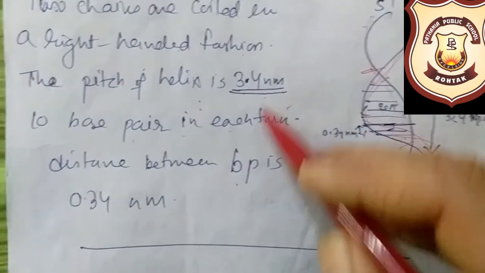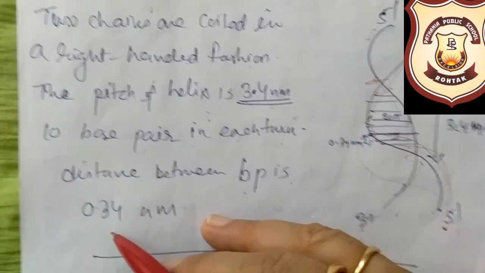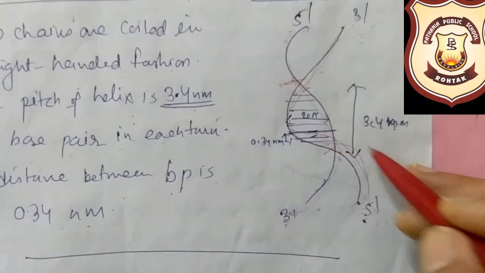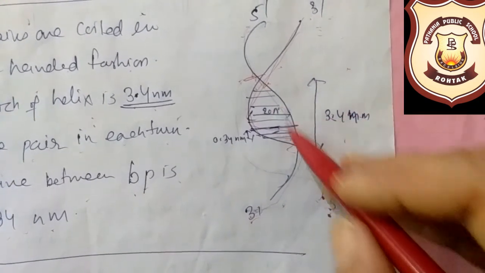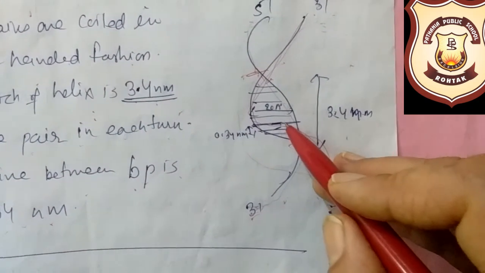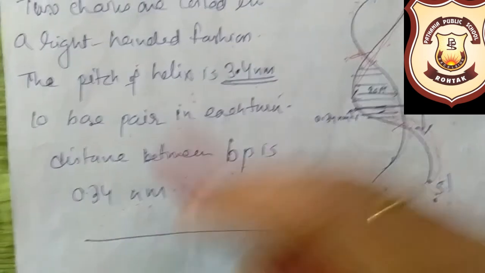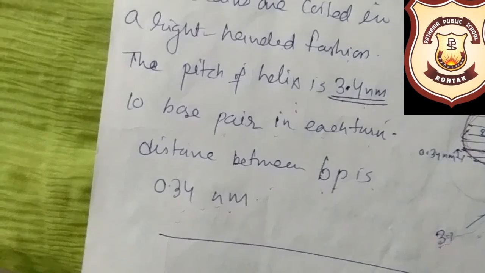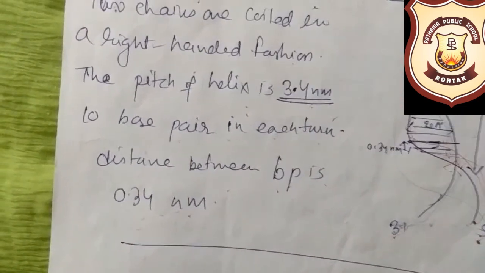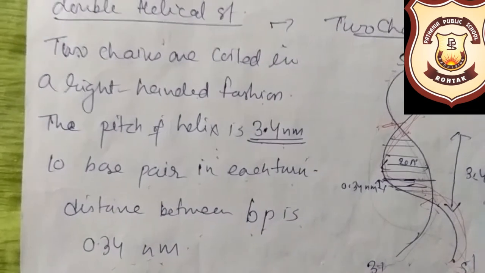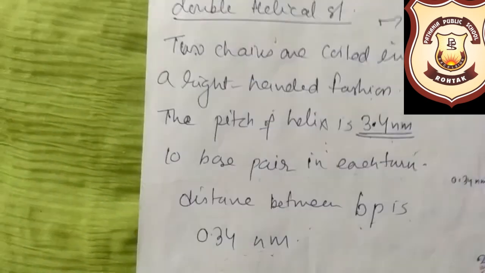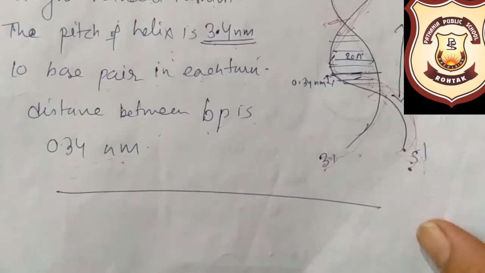The distance between the base pairs will be 0.34 nm, because this complete helix is 3.4 nm, and in this 10 nucleotides are there, so the distance between two nucleotides will be 0.34 nm. Okay, so this way we have seen that the DNA structure is very complicated, but I have explained it with the help of the diagram and the notes, so I think the things are clear to you. But you will study through the notes only.